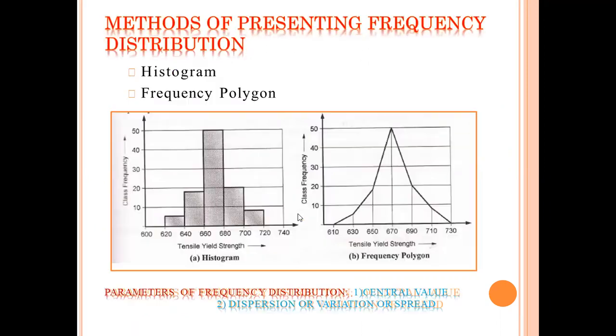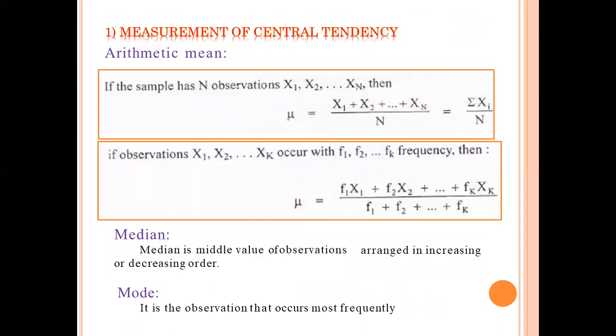Next, measurement of central tendency. So how central value or central tendencies can be measured, which is required for frequency distribution or statistical analysis. First point is the arithmetic mean. So arithmetic mean is nothing but sum of observations divided by total number of observations. In a batch, total number of observations are there. For example, if a sample has n observations like x1, x2, x3 up to xn, then mean will be the sum of those n observations divided by the number of observations. That is called the arithmetic mean.